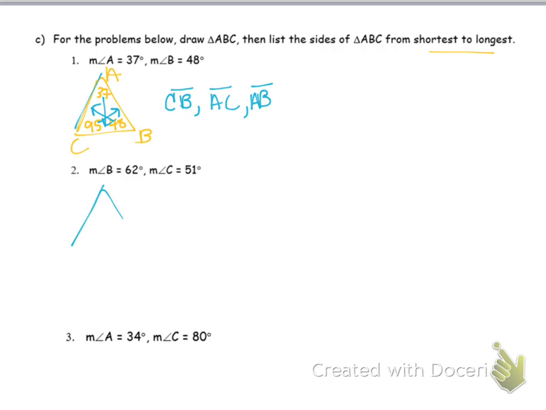Okay, we do the same thing for this one. So ABC. If I subtract those from 180, I'm going to get my A to be 67. My B is 62 and C is 51. So shortest to longest, my smallest angle is 51. It sits across from AB. My next biggest is 62. It sits across from AC. And my largest angle sits across from my largest side, so CB or BC.